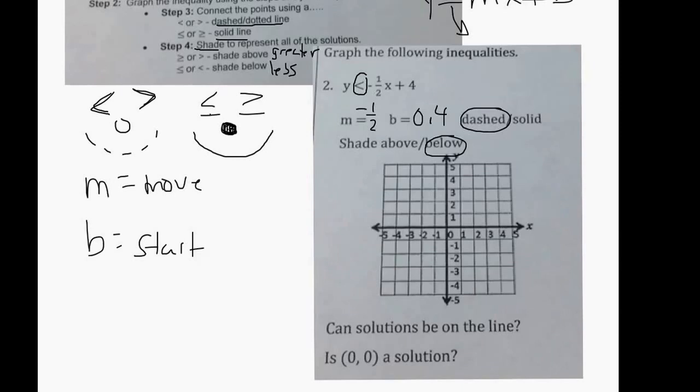Alright, so when I go to start graphing this, I always begin with b, so I begin at 4. So I put a big dot there, that's my starting point. Then I'm going to move using the slope. So negative 1 means I go down 1 to the right 2. So that's my next point. Down 1 to the right 2. That's my next point. Then I'm going to make a dashed line going through that.